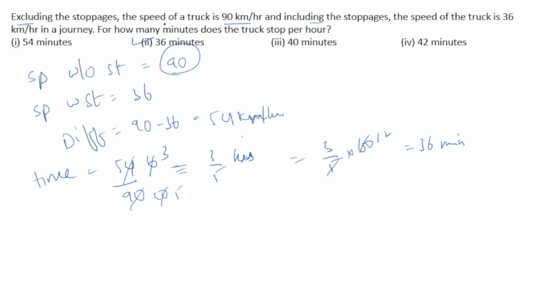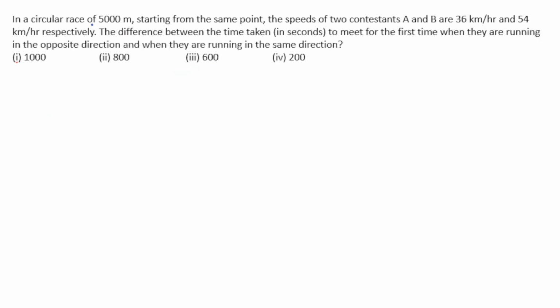Second option. Next one. In a circular race of 5000 meters starting from the same point, the speeds of two contestants A and B are 36 km per hour and 54 km per hour. The speed of A is 36 km per hour and the speed of B is 54 km per hour. What is the difference between the time taken to meet for the first time when they are running in opposite directions and when they are running in the same direction?